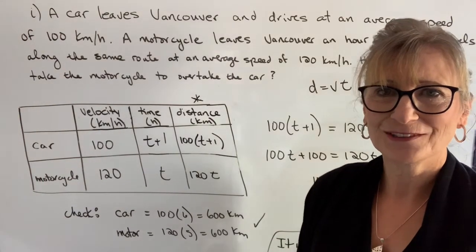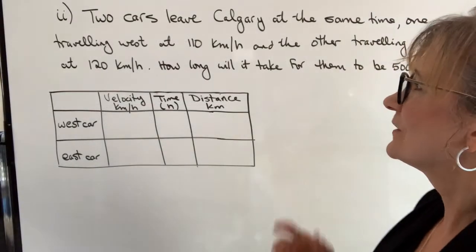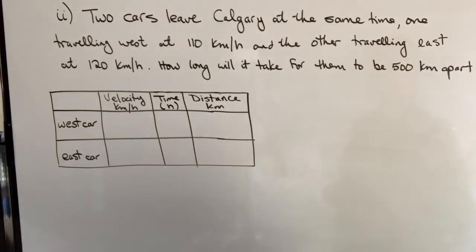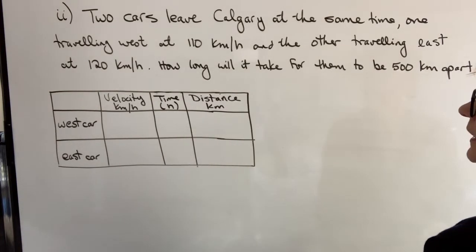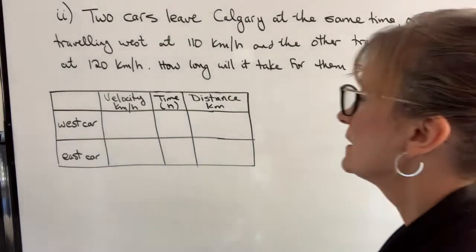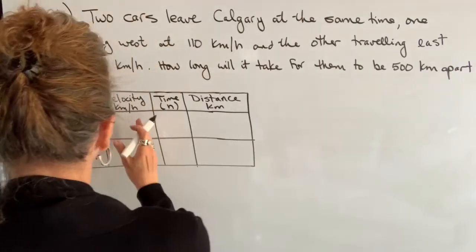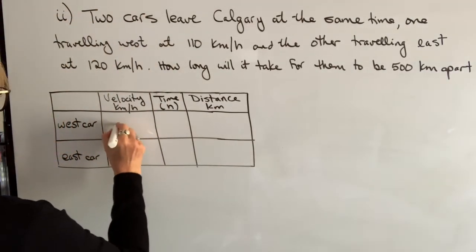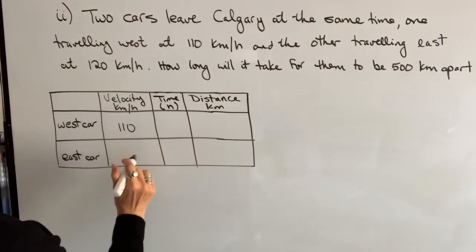All right, let's try another one. Our second example says 2 cars leave Calgary at the same time, one traveling west at 110 kilometers per hour and the other traveling east at 120 kilometers per hour. How long will it take for them to be 500 kilometers apart? So in this example, we know both speeds. So the one going west is 110. The one going east is 120.